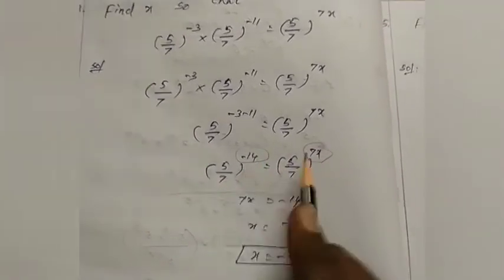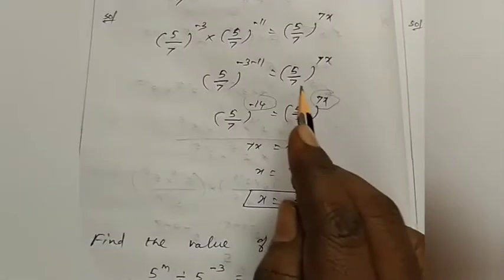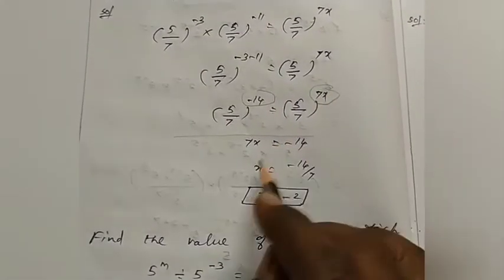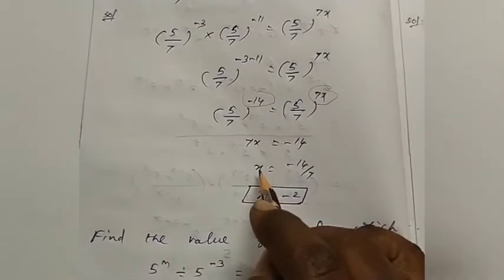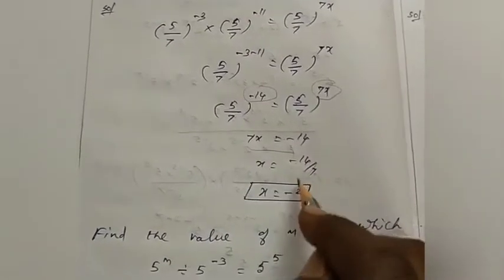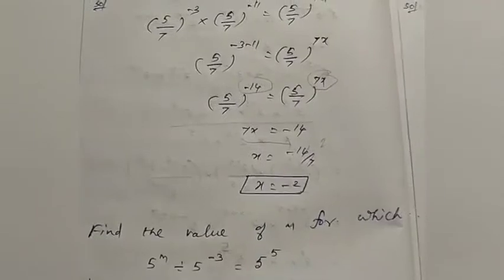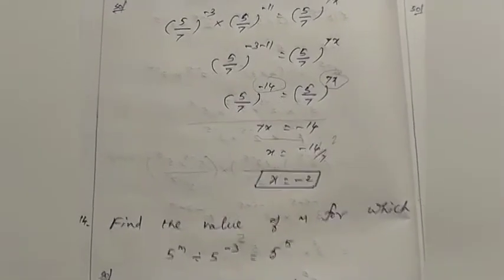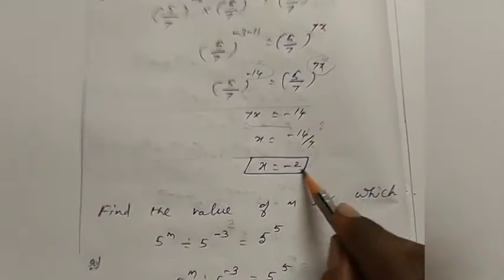Bases are the same, so equating the powers, 7x is equal to -14. We have to find the value of x. So x is equal to -14 divided by 7. 7 ones are 7, 7 twos are 14. So therefore the value of x is equal to -2.